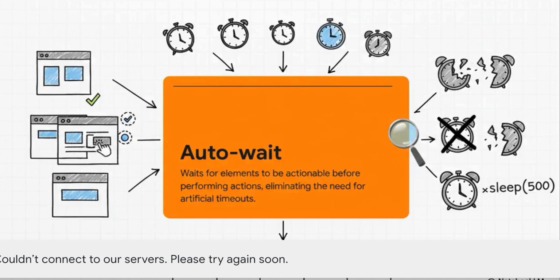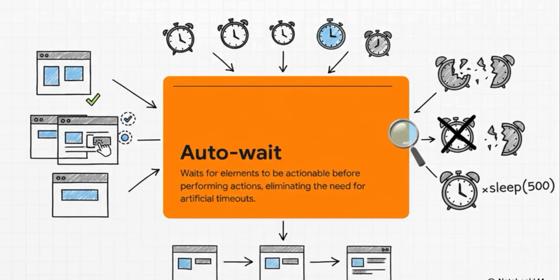Let's zoom in on this auto-wait idea, because honestly, it's the secret sauce. Before Playwright even thinks about clicking a button, it automatically waits. It waits for that button to actually be on the screen, to stop moving around, and to not have some annoying pop-up covering it. This one single feature just wipes out the main cause of flaky tests. So you can say goodbye to littering your code with sleep 500 and just crossing your fingers.